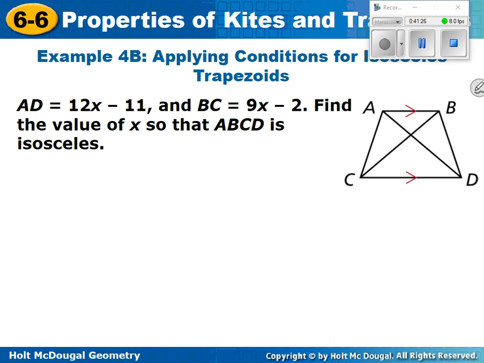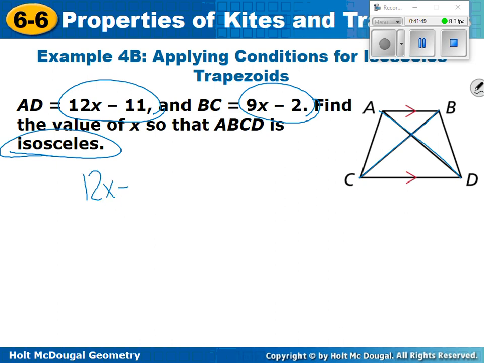So on this one, what property did you have to use? Okay. If we want it to be isosceles and it's a trapezoid, it has to have congruent diagonals. They told us this is AD, this is BC, so they're giving you the diagonal lengths. If you want it to be isosceles, those had to be equal. So you should have said 12x minus 11 equals 9x minus 2. From there, what did you get for x? 3.